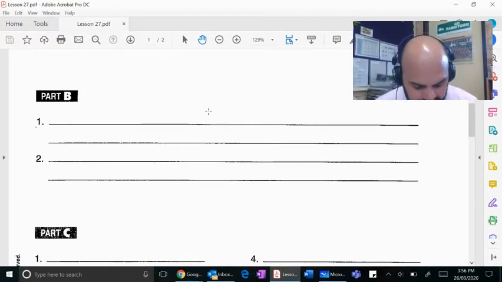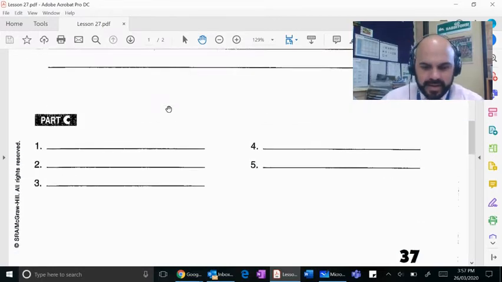Part B, sentence 1. I really agree with your reasoning. I really agree with your reasoning. Sentence 2, as I said, you can pause it if you need to. Sentence 2. We studied the questions all morning. We studied the questions all morning. Okay, down to part C.